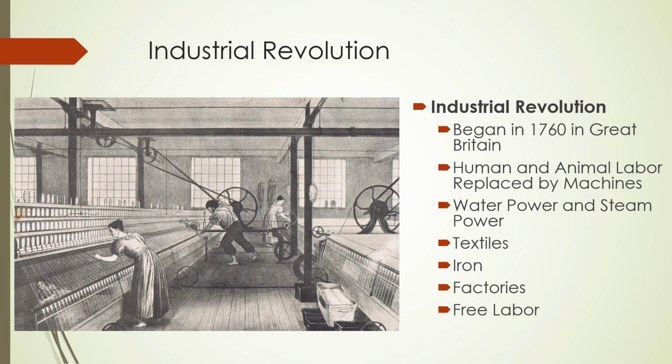Now, so we said that human and animal labor are being replaced by machines. So initially these were water-powered machines, so machines that were powered by moving water, running water, things like rivers. But eventually when they figure out how to use coal to make steam power, then steam energy will take over. Now, the first items that are sort of focused on as part of the Industrial Revolution are textiles. Textiles is cloth, turning plant fibers and animal fibers into yarn or thread, and then turning that into fabric, which will make clothes and things like that.